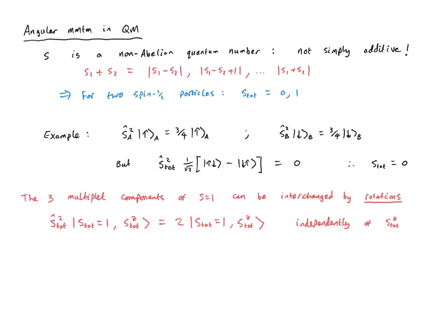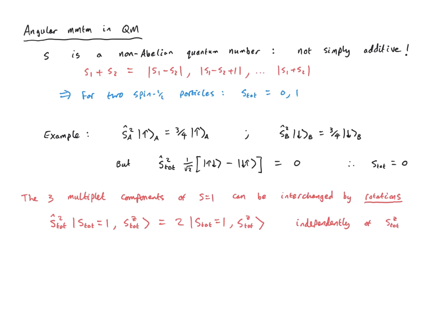If we just consider the total S^2 operator, then we see that the three multiplet components of S equals 1 can actually be interchanged by rotations. We can understand this because if we apply the total S^2 operator to a state with a definite spin S equals 1, then we will find an eigenvalue of S(S+1), which is equal to 2 in this case, times the state back again. And that is independent of the total S^z. So whether total S^z is +1, 0, or -1, this relation holds.